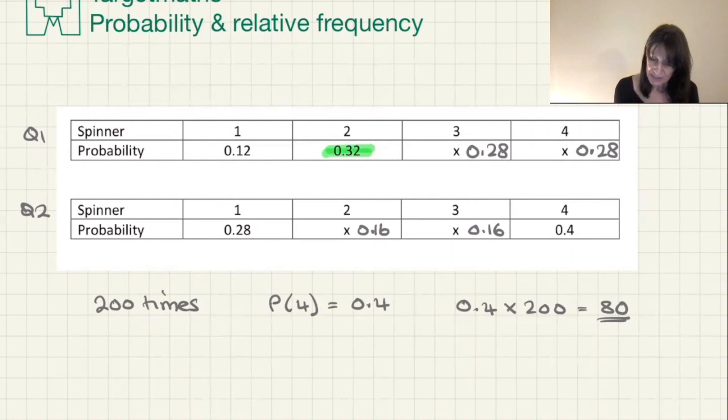Okay, I'm going to do a slightly different question this time. I am going to say I'm spinning it 200 times, so same as before, but this time I want the probability of it landing on an odd number. So hit pause and press play when you're ready.